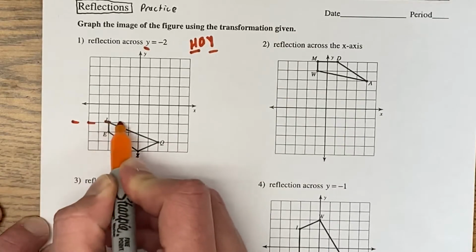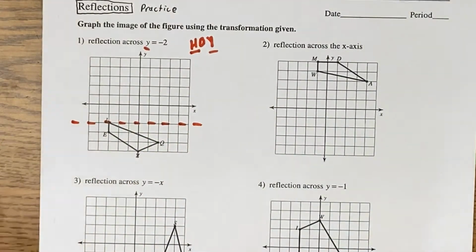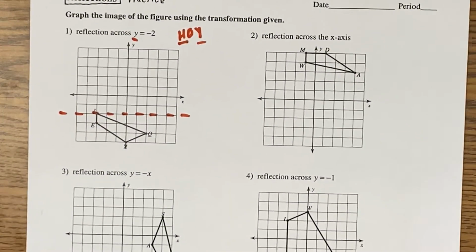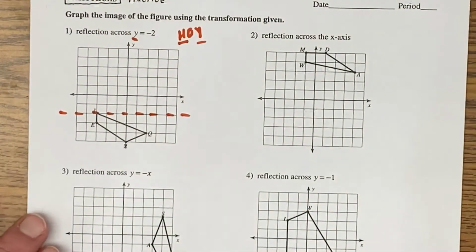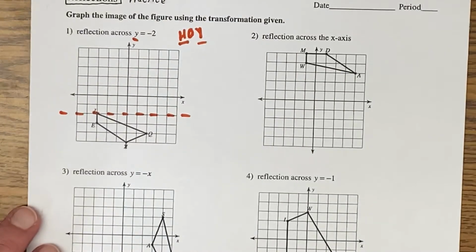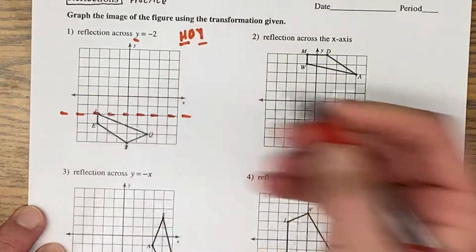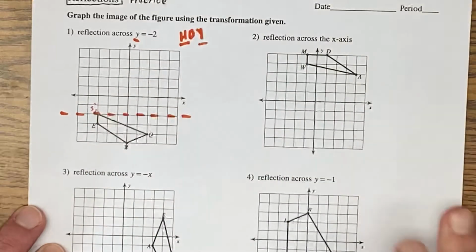So here is our line of reflection. Okay, so now what we do is we take each point of that shape, of that polygon, and we are going to reflect it over that line. So each point is going to be the same distance above that line as it was below the line. Okay, well, if you notice, our first point is on the line, so it just stays there. Okay, so that's I prime.